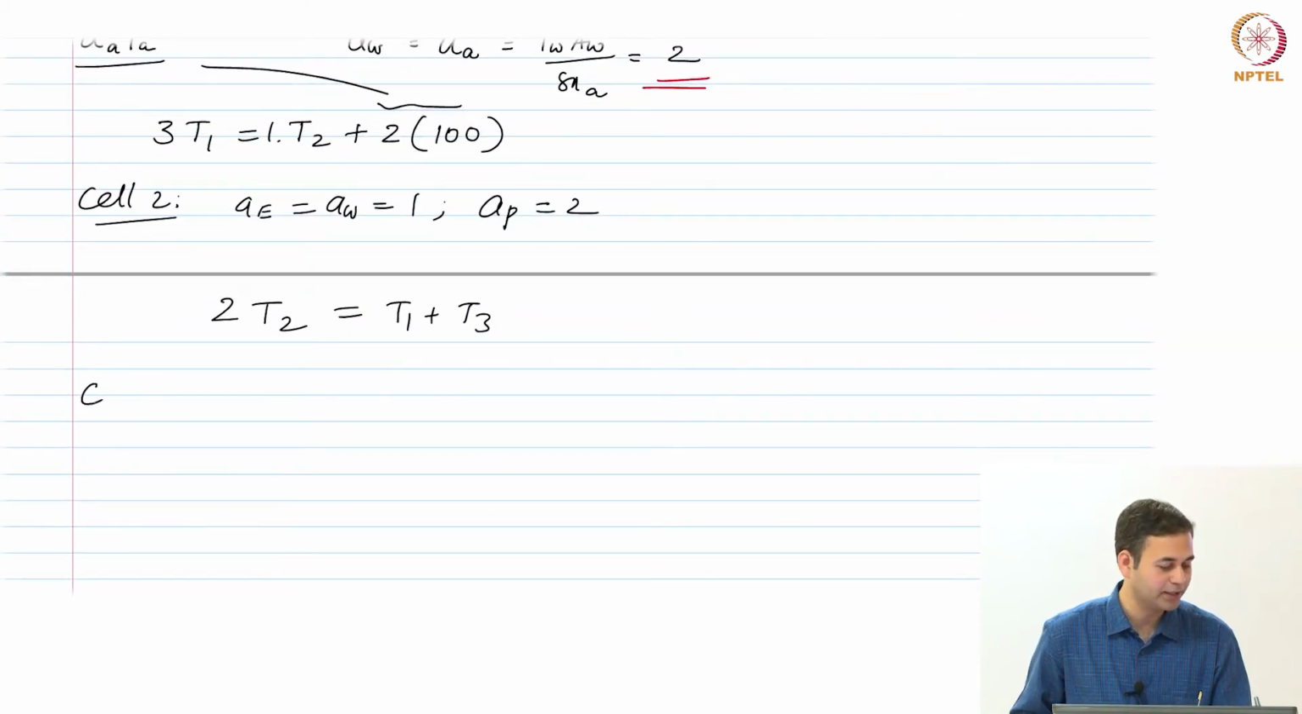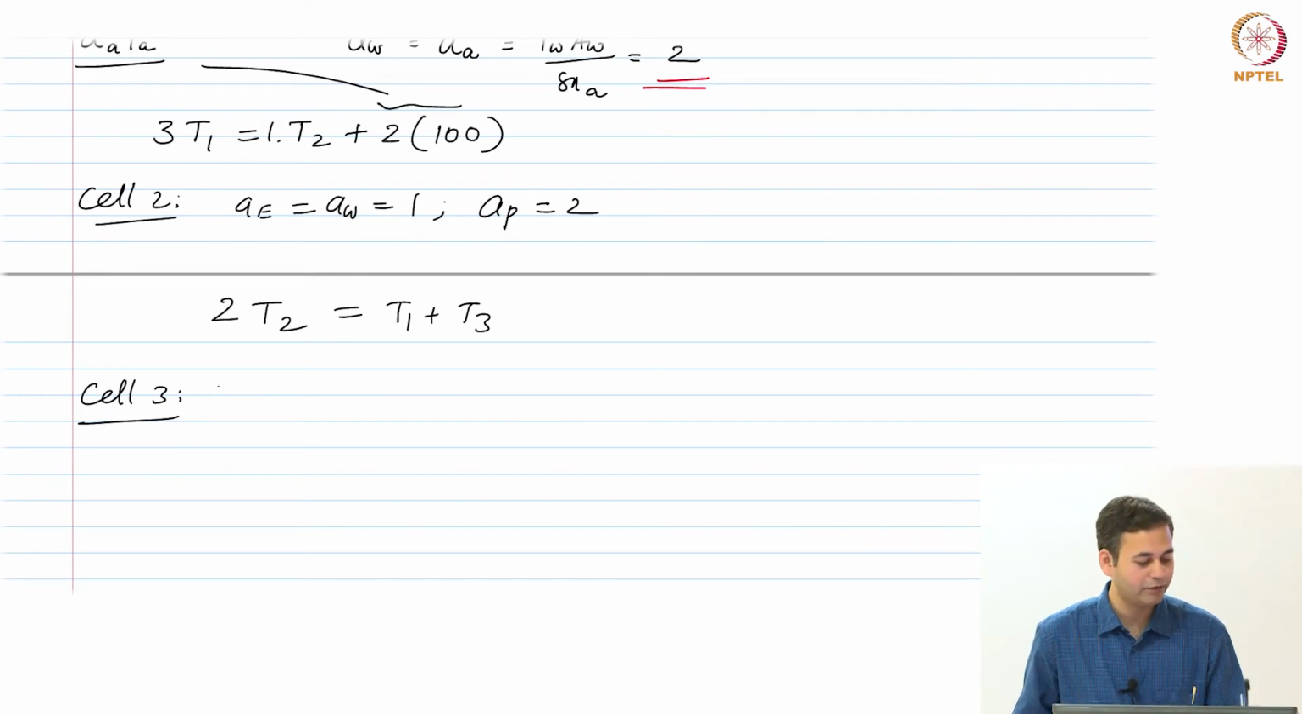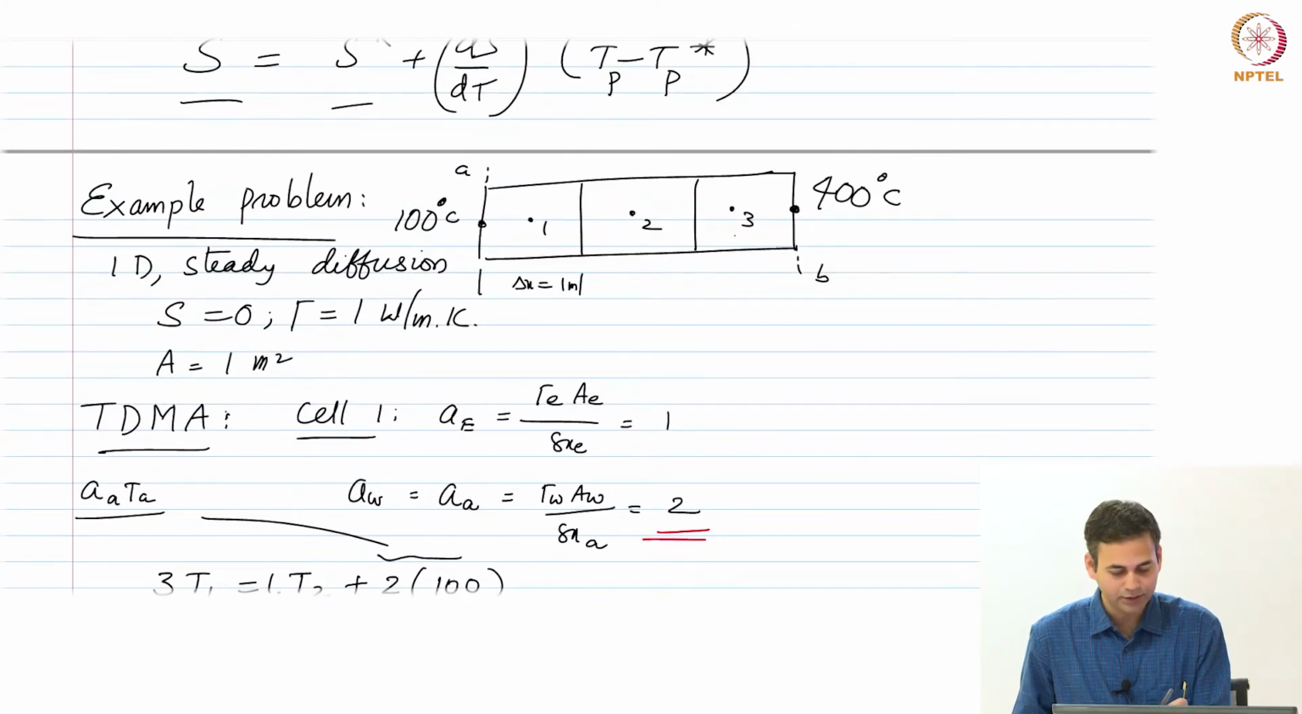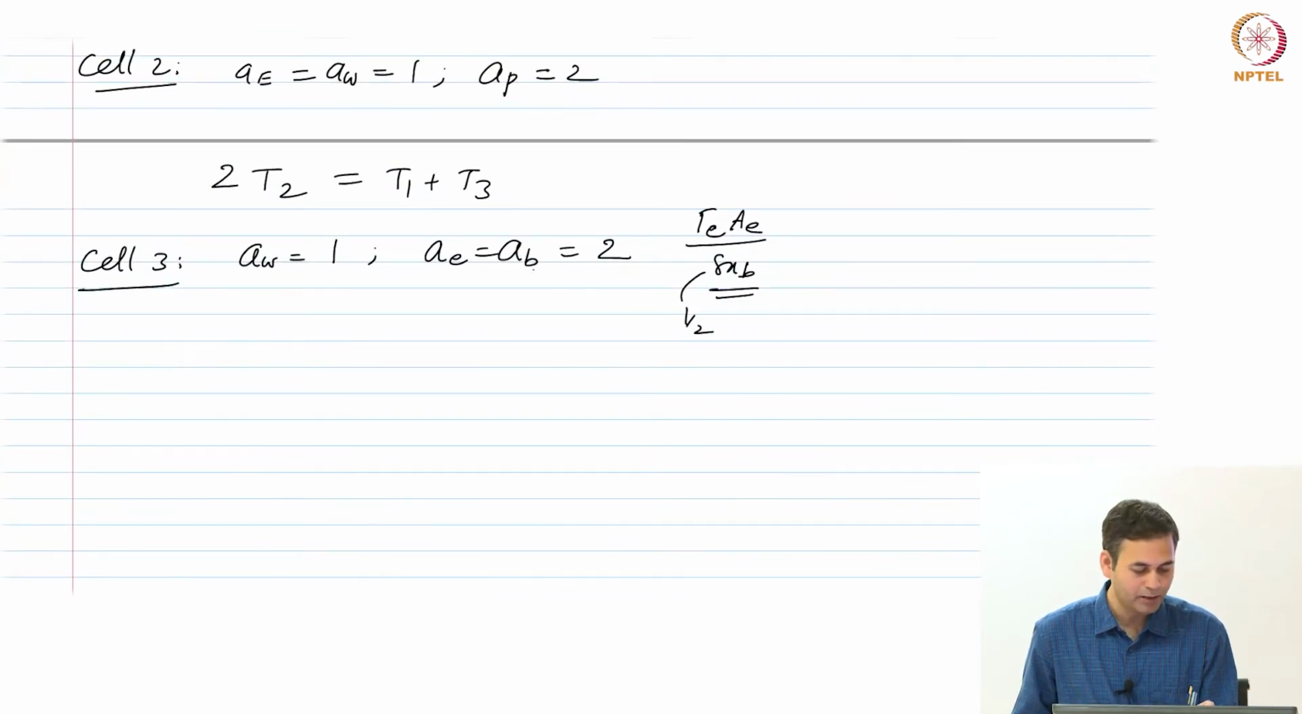What about cell 3? Cell 3 would have A west as 1, and A east, which is known as A B, is 2, right, because we have gamma east, A east by del x B. This is 1/2, because we only have half the cell here. So del x B equals 0.5. As a result A B will come out to be 2.